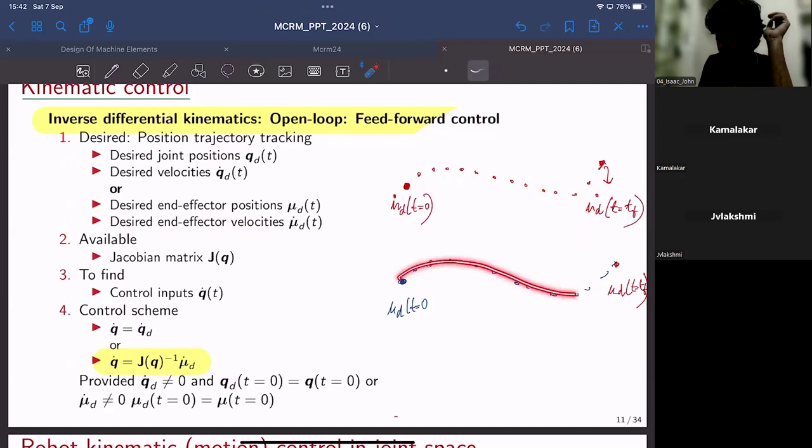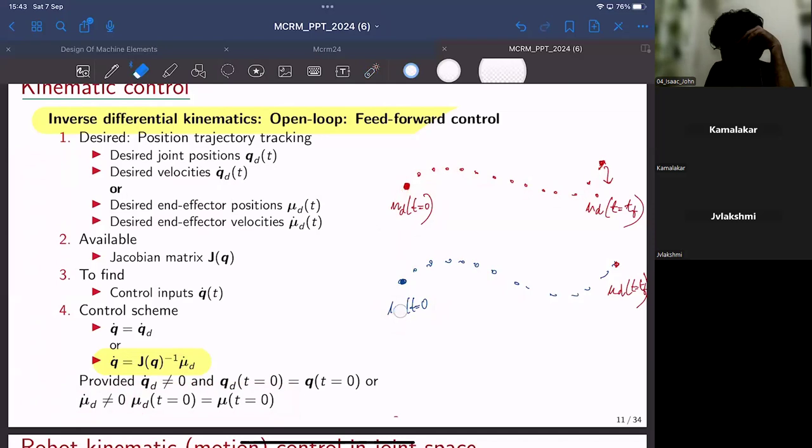Right? So in order for this to not happen, the initial mu of the desired trajectory and the initial mu of the actual trajectory should be coincident. Both of them should be starting from the same point. Only then the actual robot can track the similar trajectory to the desired trajectory. So that is this condition. The first condition says mu desired dot is not 0. That is this one.